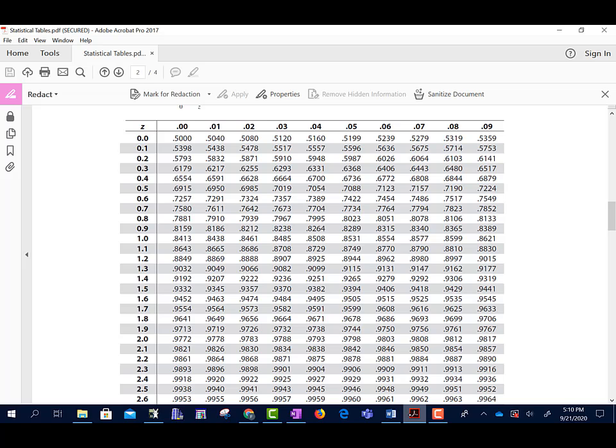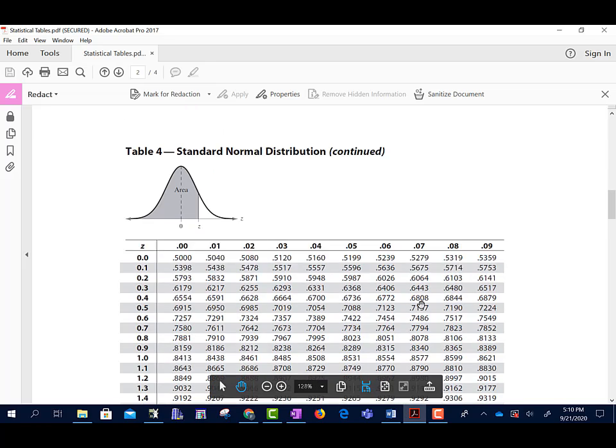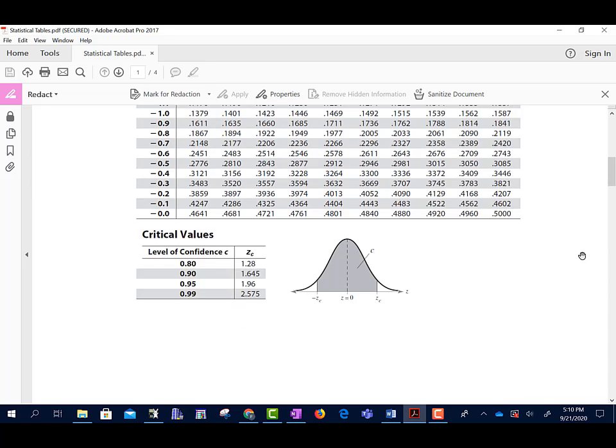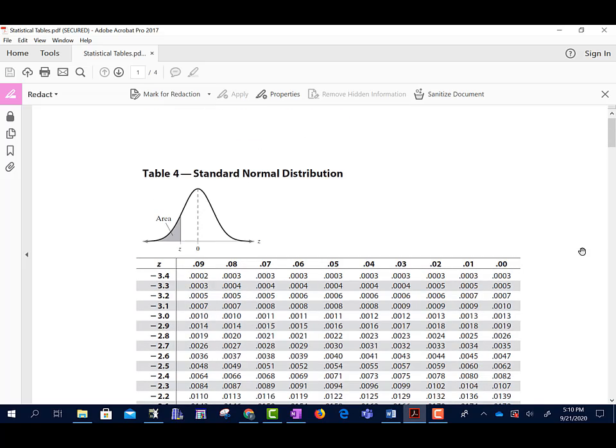One thing I want to mention about using my table, guys: if you notice right here, it's always given me the area to the left of the curve, right? Always the area to the left, okay?